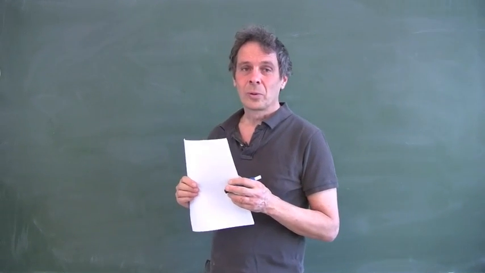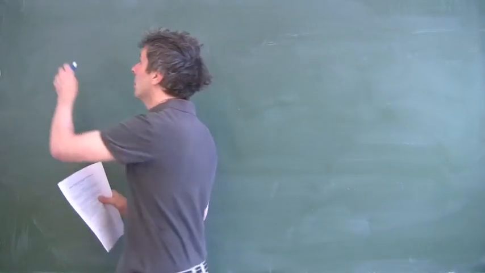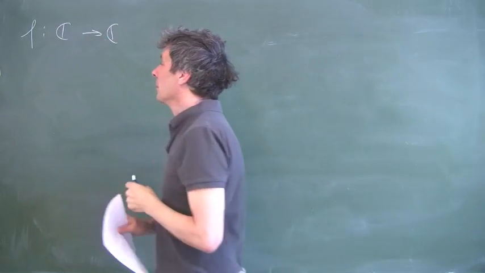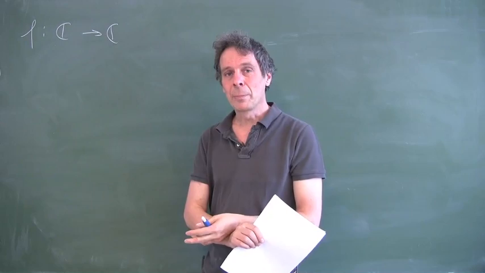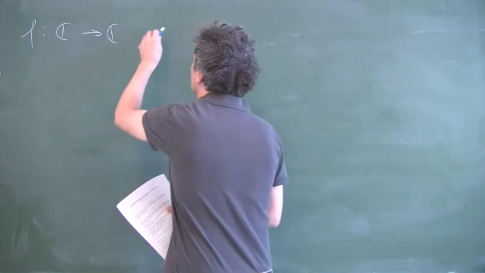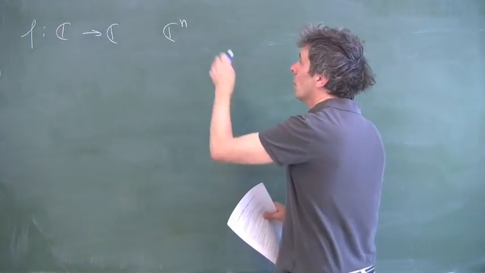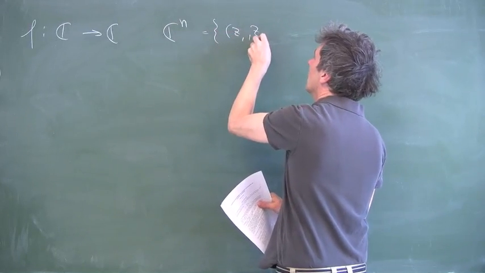So far in this course, we have considered functions from the complex numbers to the complex numbers, like this. But in this lecture, I will talk a little bit about what happens if you have a function of several variables. So we consider the space Cn consisting of all n-tuples of complex numbers like this.